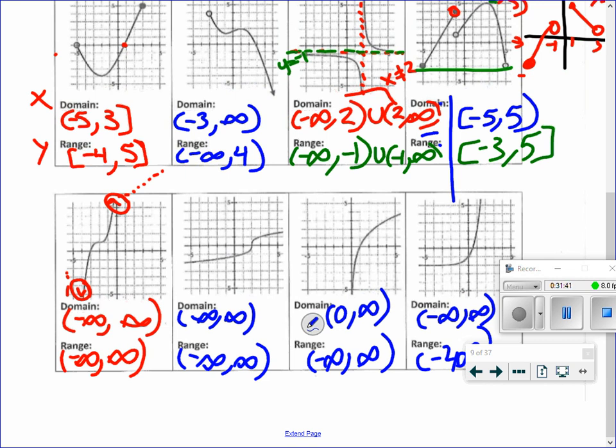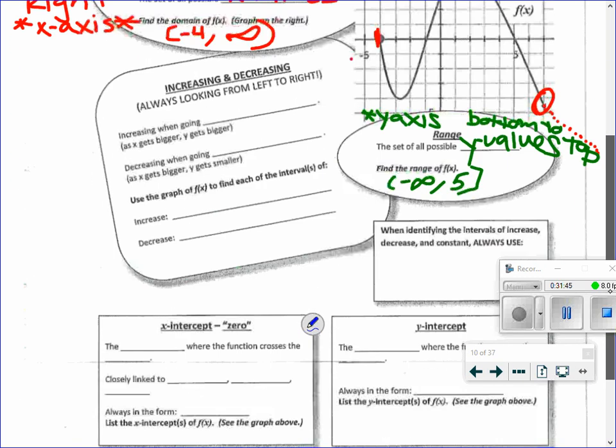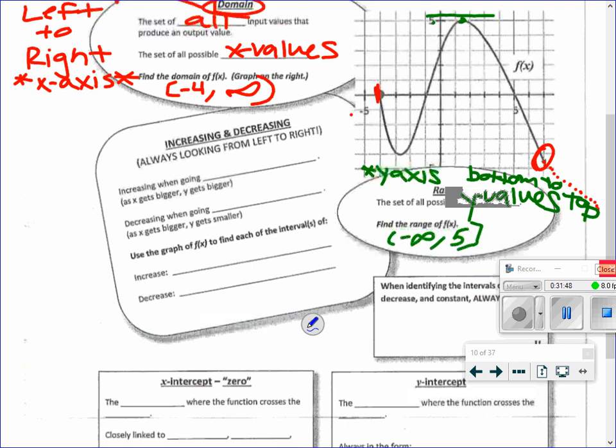All right, did anybody have any questions on any of those? So let's keep moving back to that graphical characteristics page. We covered domain and range, so now we're going to talk about increasing and decreasing. Thinking about a graph in general, you're increasing when your graph is going up when you go from left to right. Remember, you're always reading your graph left to right. And it's decreasing when it's going down left to right.